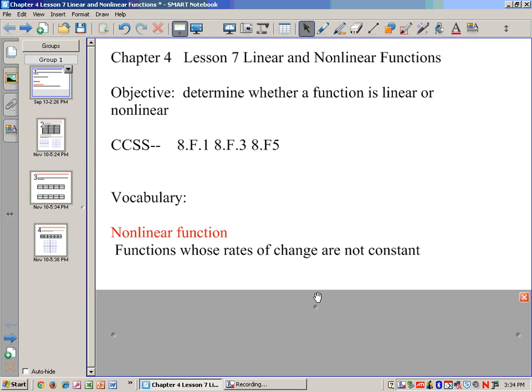Okay, when we learned linear functions, we had a constant rate of change. And now for nonlinear, the rates of change are not constant. Okay, write down the vocab, pause the video, and continue once you are done with your vocab definition.